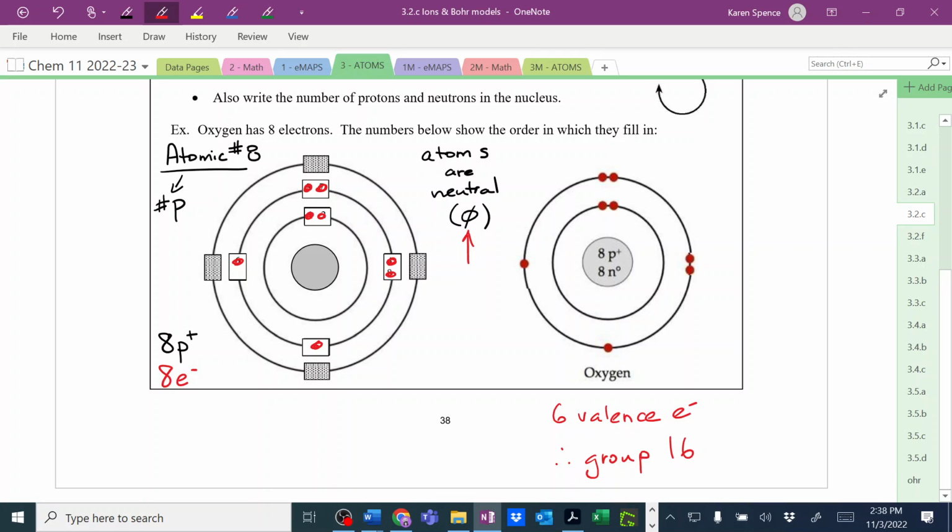What do you remember about shells and how they like to be? They love to be full. Shells love to be full.